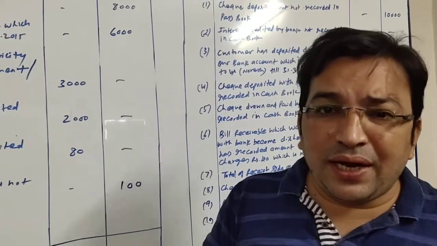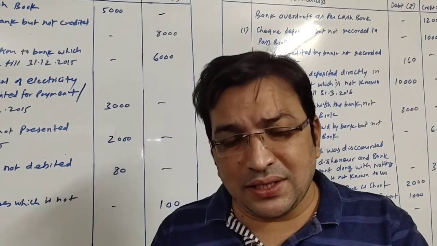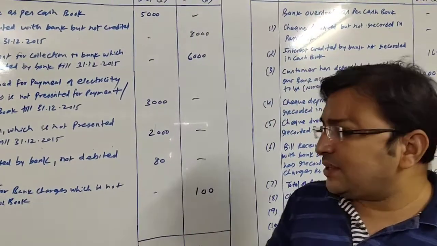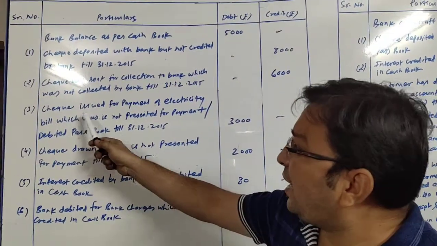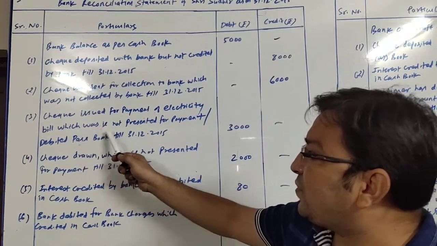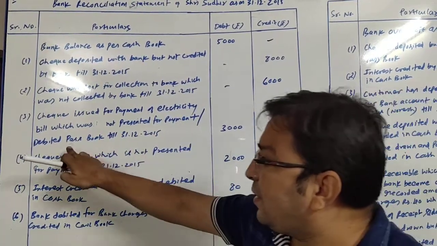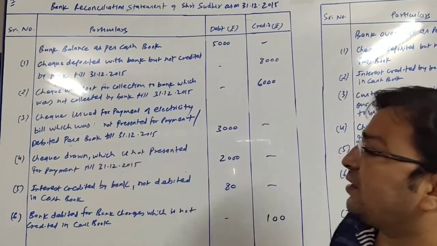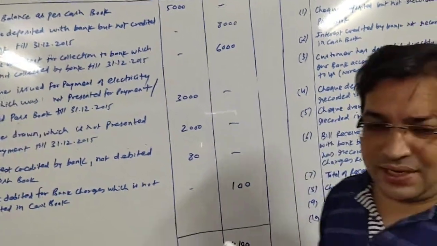Now the bank will do the entry when it is presented for payment, the bank will be debiting this. So in our bank reconciliation statement, we will be debiting this much amount, right? So here it is, check issued for payment of electricity bill which was not presented for payment or not debited in passbook till 31/12/2015, rupees 3000 is debited.